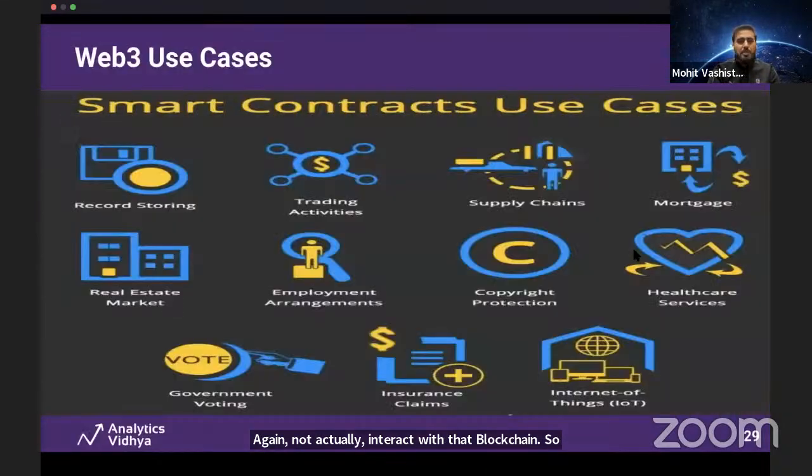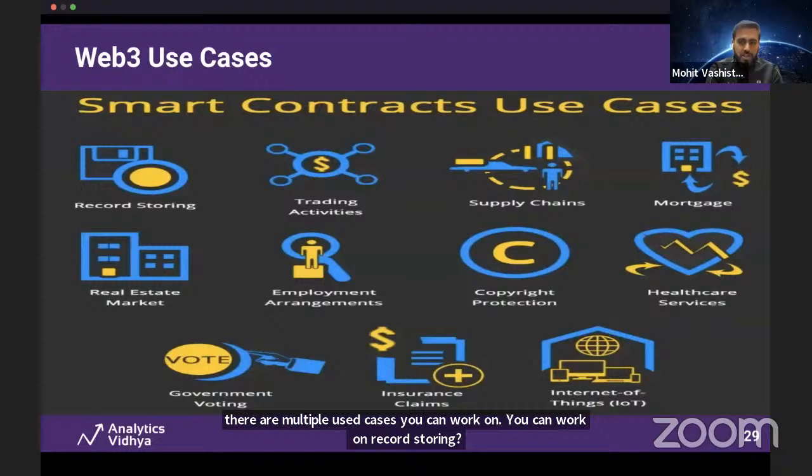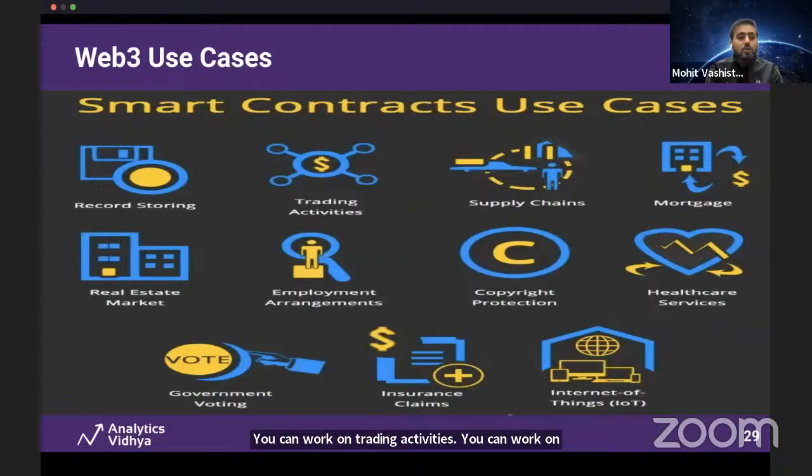So there are multiple use cases you can work on. You can work on record storing, trading activities, supply chain, mortgage. You can do projects on all these use cases: real estate market, employment arrangements, copyright protection, government votings as well. As I gave an example of police complaints, also insurance claims, where you can give better transparency to the users. And IoTs.